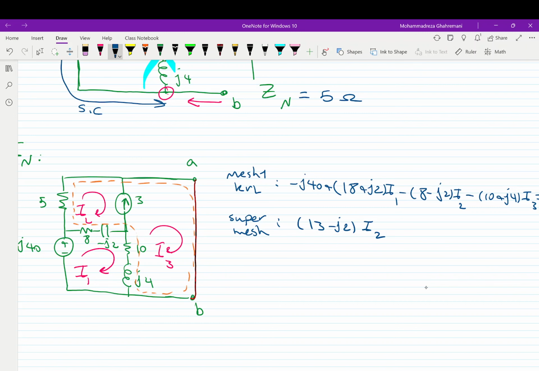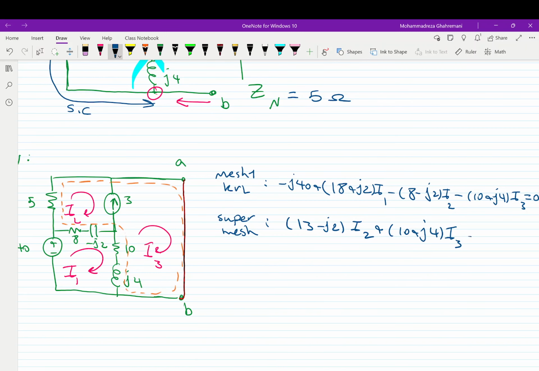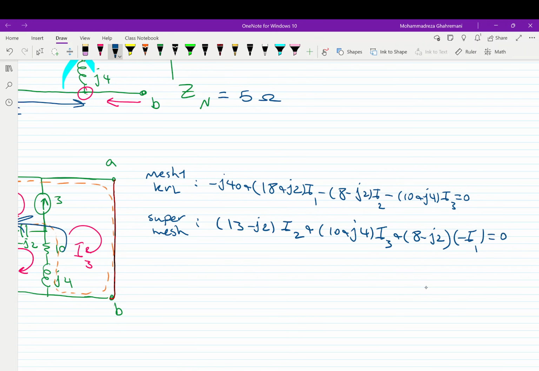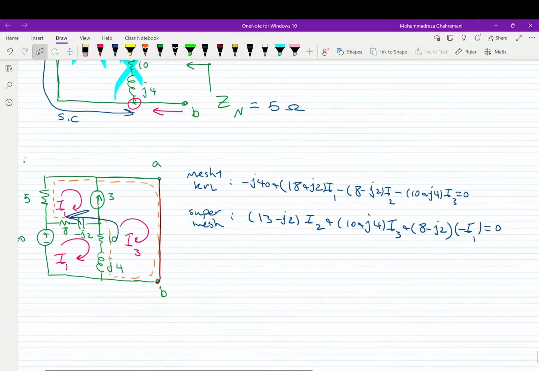If we move here, then for I3 we are going to have 10 plus J4 times I3. Direction is the same. And for I1, we have 8 minus J2 times negative I1 because it's the opposite direction. When I move in this direction, it's opposite of I1, times negative I1 equals 0. Okay, this is the second one.